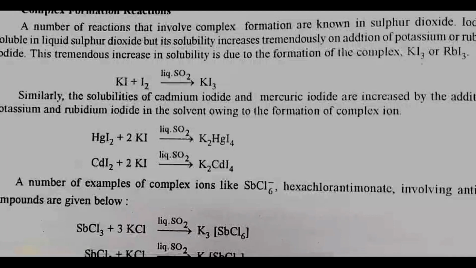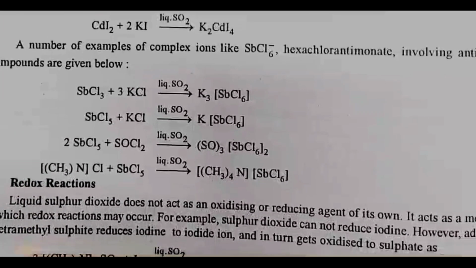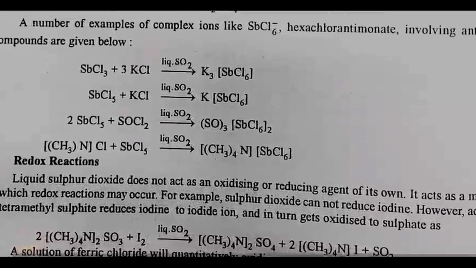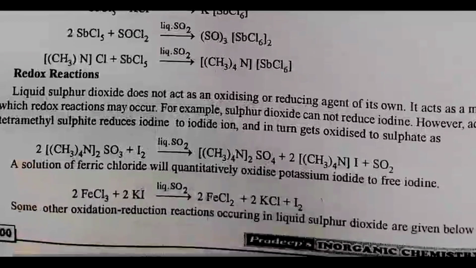Similarly, the solubilities of cadmium iodide and mercuric iodide are increased by the addition of potassium and rubidium iodide in the solvent owing to the formation of complex ion. HgI2 plus 2KI in liquid sulfur dioxide is equal to K2HgI4. A number of examples of complex ion like SbCl6 negative, hexachloroantimonate, involving antimony compounds are given below.